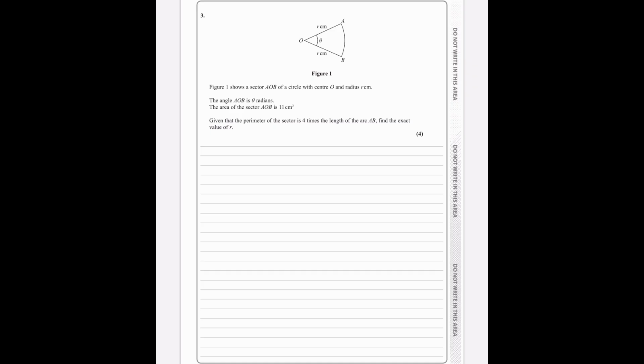Question number 3. So this is to do with our formula for sectors using radians. So theta over 2 r squared will give me the area of a sector. It tells us in the question that that is 11, so I can equate theta over 2 r squared to 11.